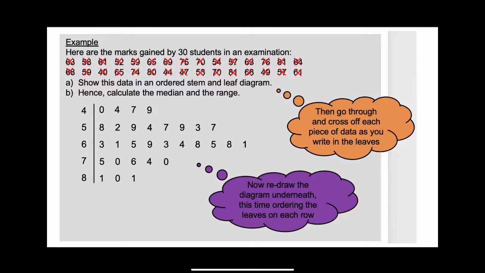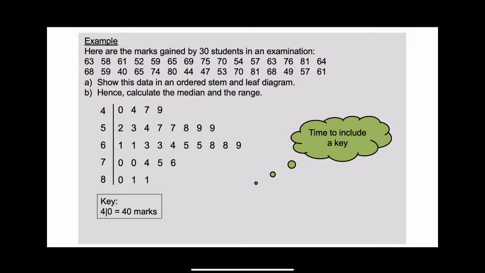It's essential to make sure that they're ordered. You cannot miss this step, because if you don't make sure that they're ordered, then you're going to get certain questions wrong, like the median, for instance, because they must be in order for the median. It's time to include a key. Without a key, you would definitely lose a mark.